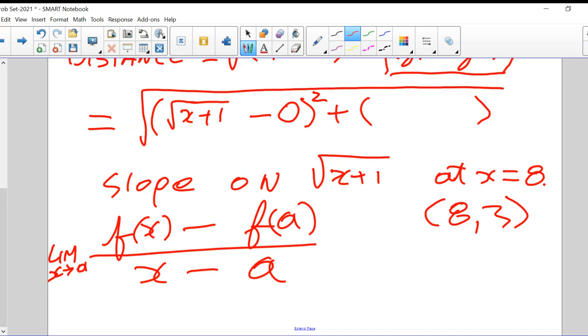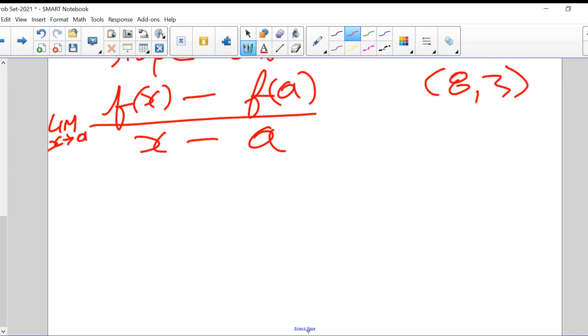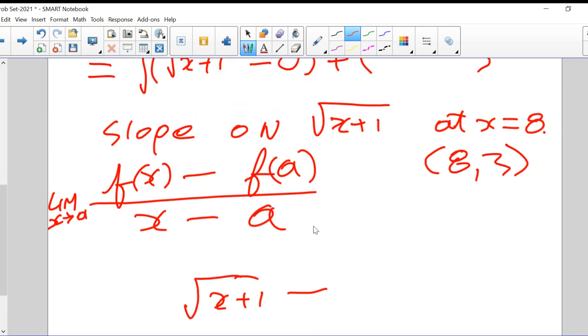Let me just make sure that we follow this. What are we going to put for f of x in this case? Think back to first principles for a bit. What did we put for the f of x? In this case, what are we going to put for the f of x? The root of x plus 1. Thank you very much. So the root of x plus 1 minus the f of a, the a being in this case the 8 that we're putting in, but the f of it is actually 3. That's the y value.